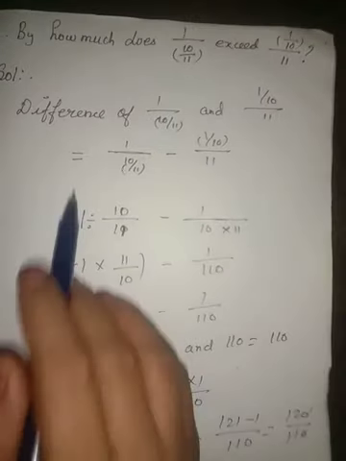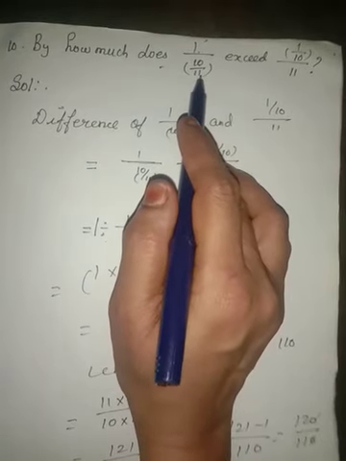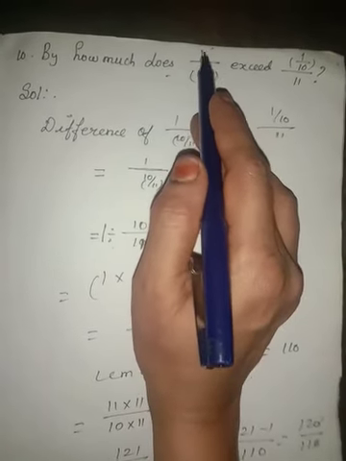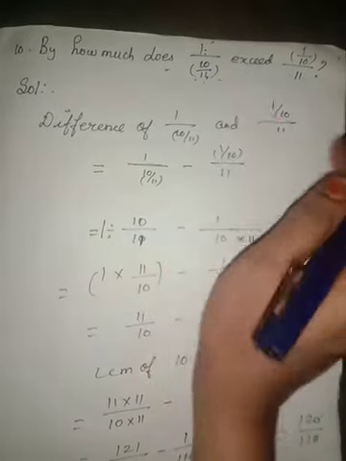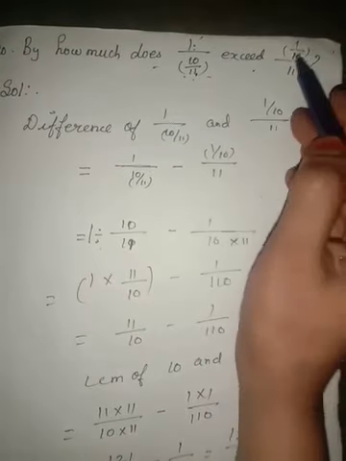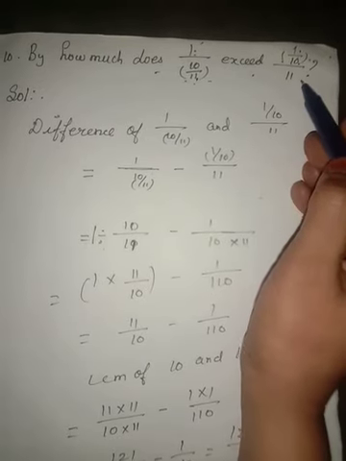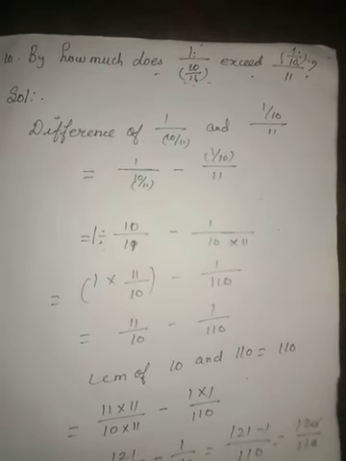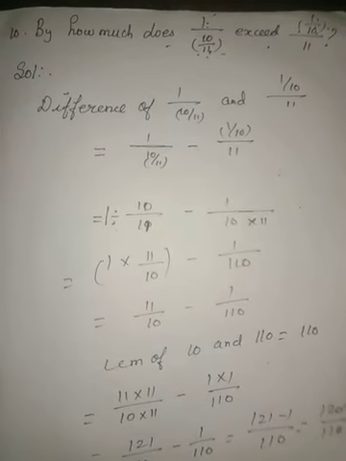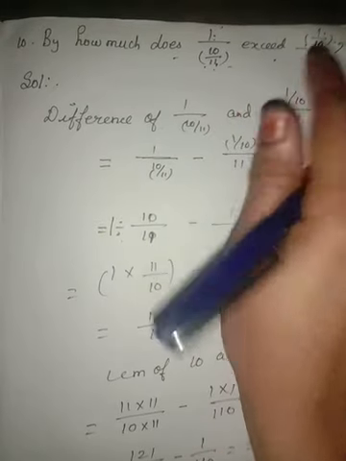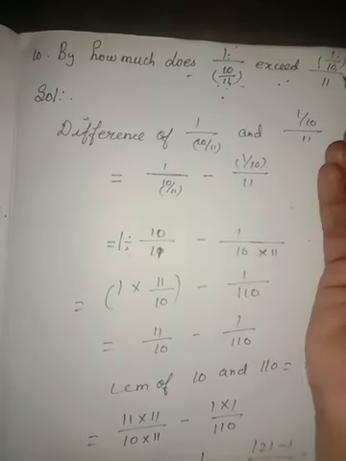The 10th one: by how much does 1 by (10 by 11) exceed (1 by 10) divided by 11? So the whole number 1 in the numerator, we have 10 by 11 in the denominator, exceeds 1 by 10 in the numerator divided by 11. So the first number is how much greater than the second number? How can we do this? We must find the difference of these two numbers. We can easily say how much the first one is greater than the second one.